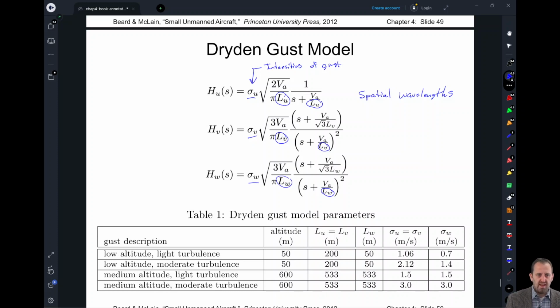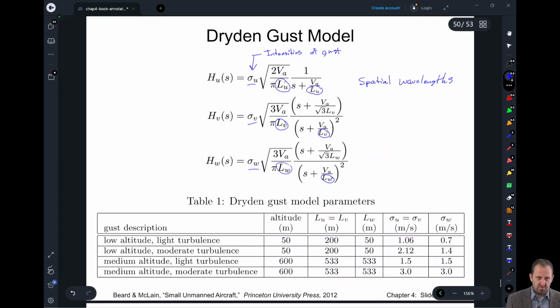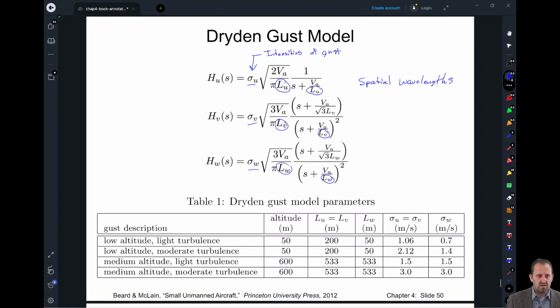And there's a nice table for talking about what are good values for the Dryden gust model at different altitudes. So if you want low altitude, light turbulence, all the way down to medium altitude with moderate turbulence, they give you what they mean in terms of the altitude, as well as what each one of these parameters should be equal to.